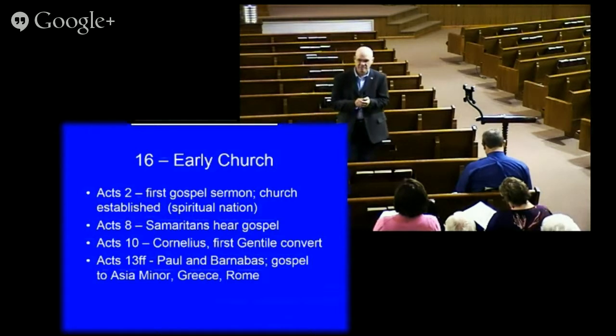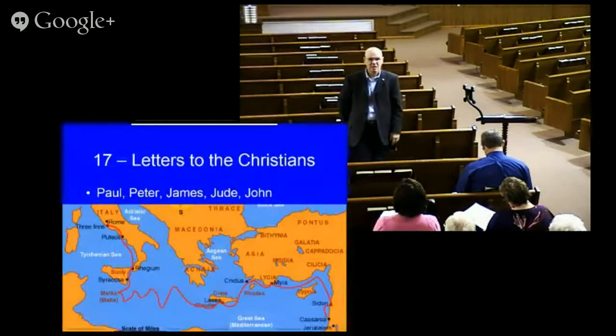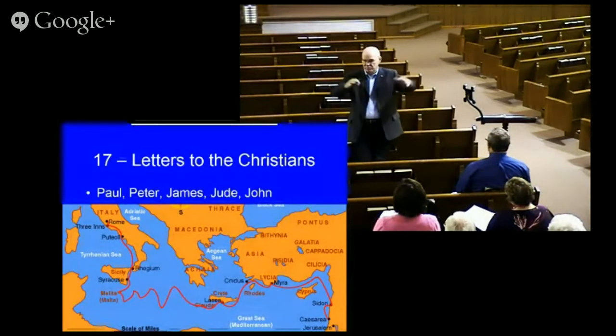Number 6. Now that leaves one more, and that's the letters to the Christians. Just one slide, real short. That is when the gospel spreads out to all the known world. And you have the letters written by Paul, Peter, James, Jude, and John. These five plus Matthew, Mark, and Luke make up the eight authors of the New Testament, including Hebrews.